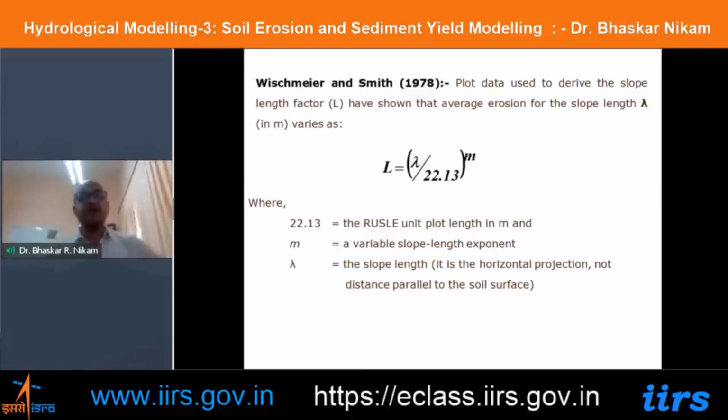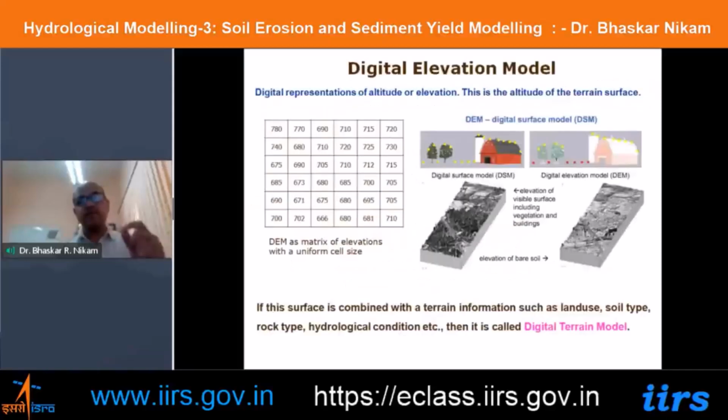Now how to calculate the slope length? Of course, this variable slope length exponent can be calculated using the slope map. We'll see in the coming slide. But to calculate slope length, a very important input that we get from remote sensing is the DEM. You all know what a DEM is. You must be aware of the digital surface model and the digital terrain model. In most hydrological modeling activities, we prefer the digital terrain model, or the bare earth model.